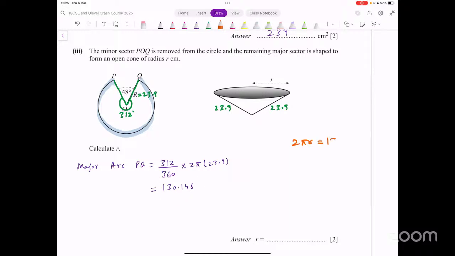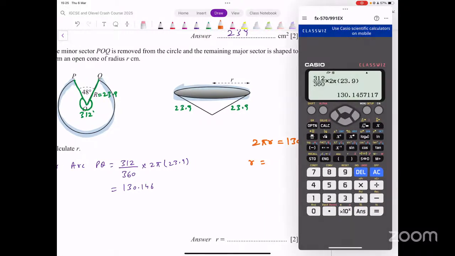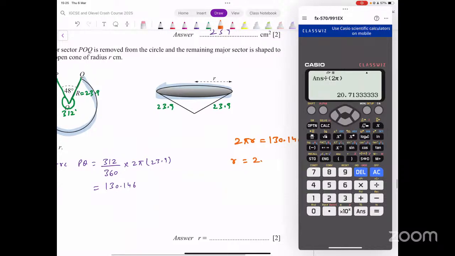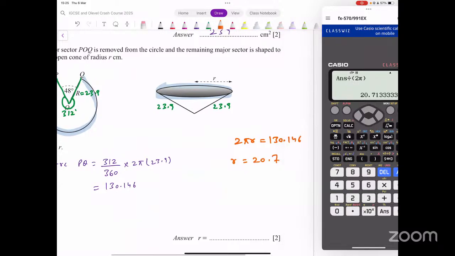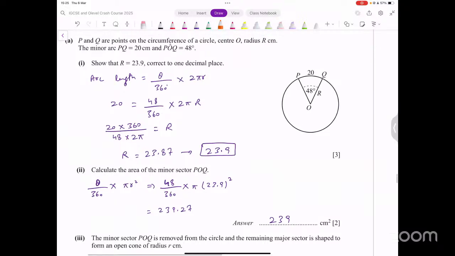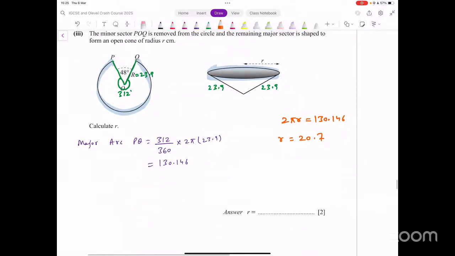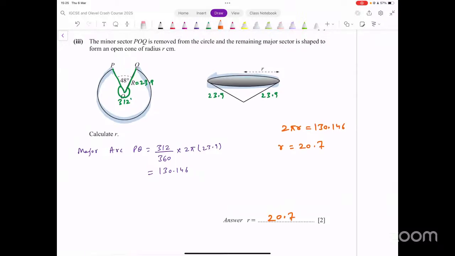130.146. Right? Because that arc length is becoming the circumference. And now we can find the value of r from this and see what that turns out to be. 130.146 divided by 2 times pi gives me 20.7. That's the radius of the cone that we have there. That's 20.7. That's what you can write here. That's the radius of that cone.